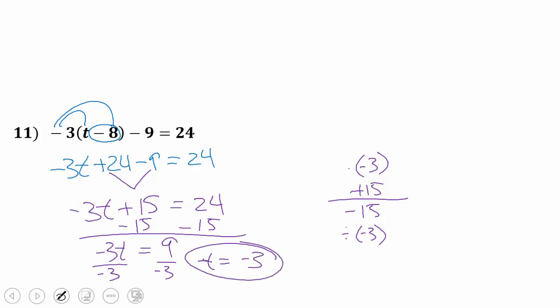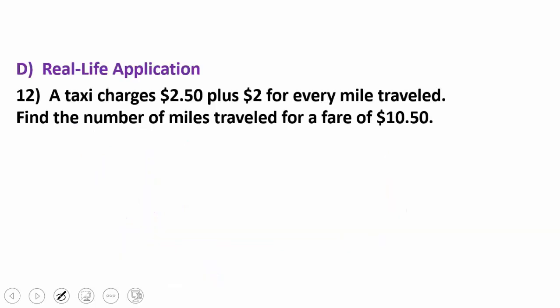Outstanding. Pretty straightforward, ladies and gentlemen. And again, I know I'm going quick. If you have to, after you've written it all down, go back and watch it again. Here we go. Our real-life application, we have 2 of these tonight before we're done.